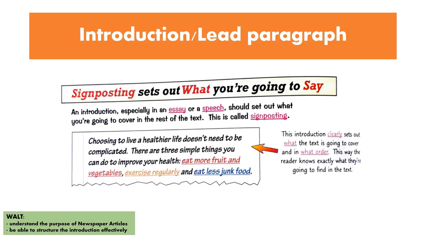So let's have a read of the example. Choosing to live a healthier life doesn't need to be complicated. There are 3 simple things you can do to improve your health. Eat more fruit and vegetables, exercise regularly, and eat less junk food. This introduction clearly sets out what the text is going to cover and in what order. This way, the reader knows exactly what they are going to find in the text.